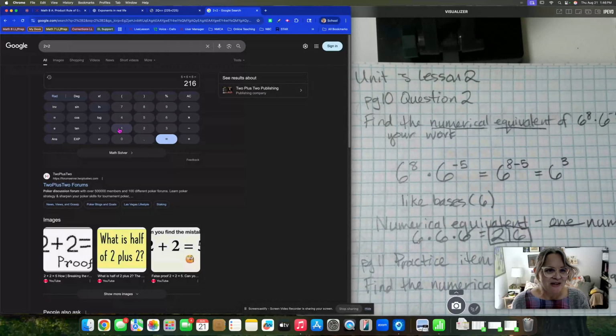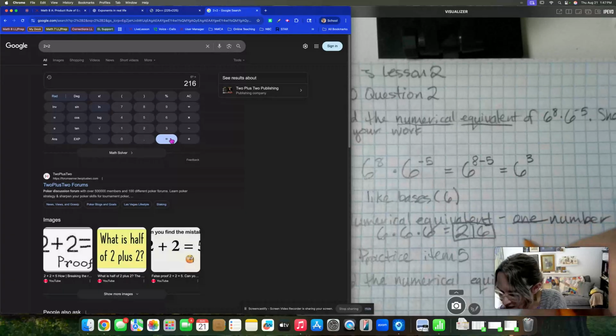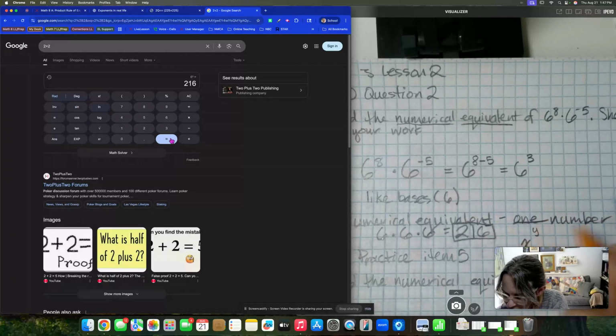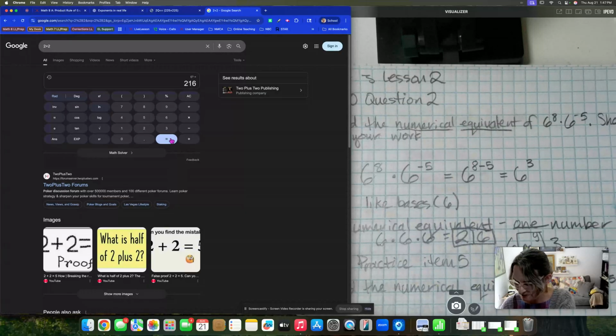Okay, and there's another button on here that you can use. See this button here that says x to the power of y? Let me show you that. So if I do 6 and then I hit x to the power of y, I can type in the exponent of 3. Okay, so look on your calculator to see if you have that button. So x to the power of y, and then you can enter 6, that button, and then 3. Okay, let's try another one.